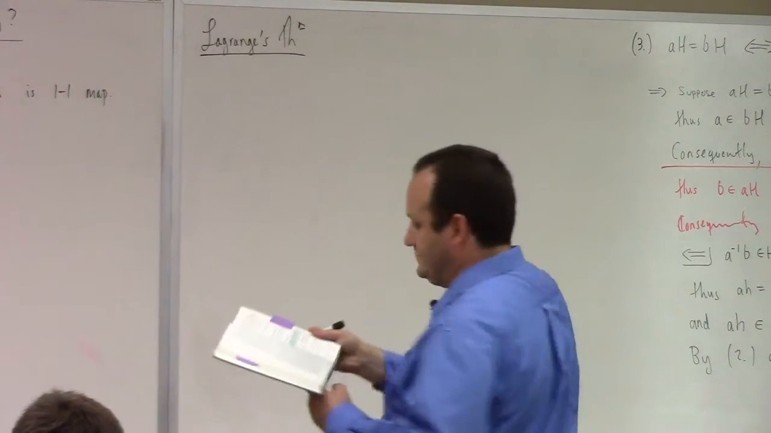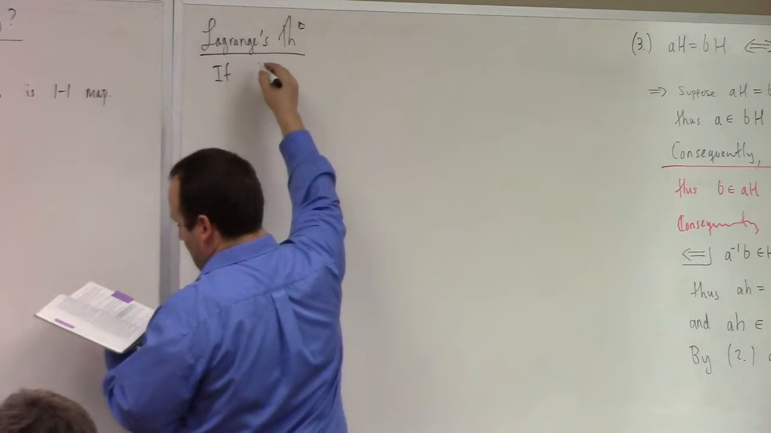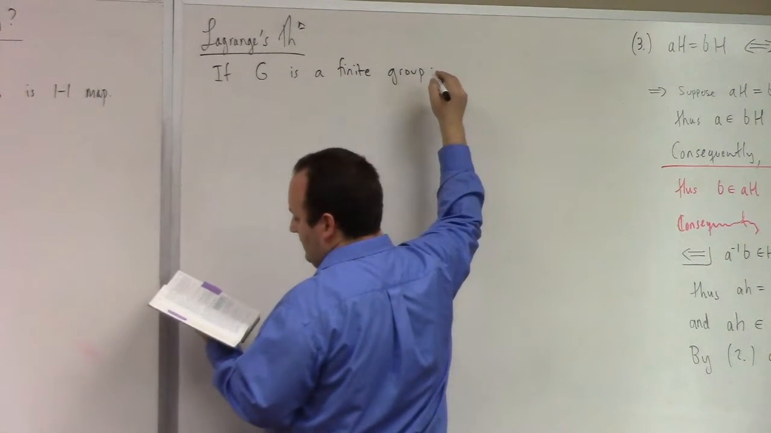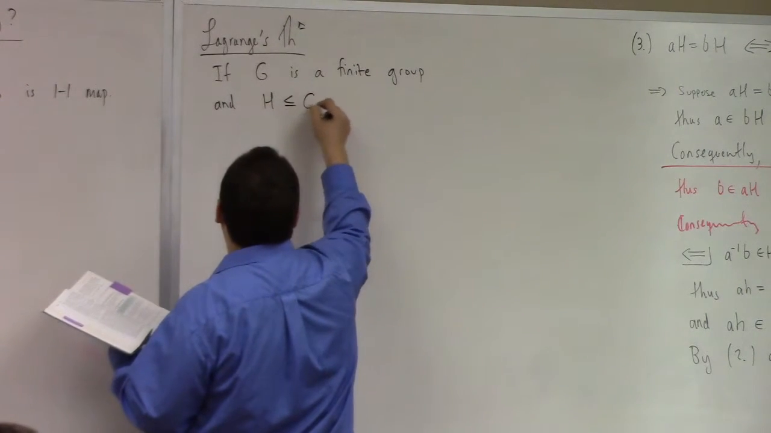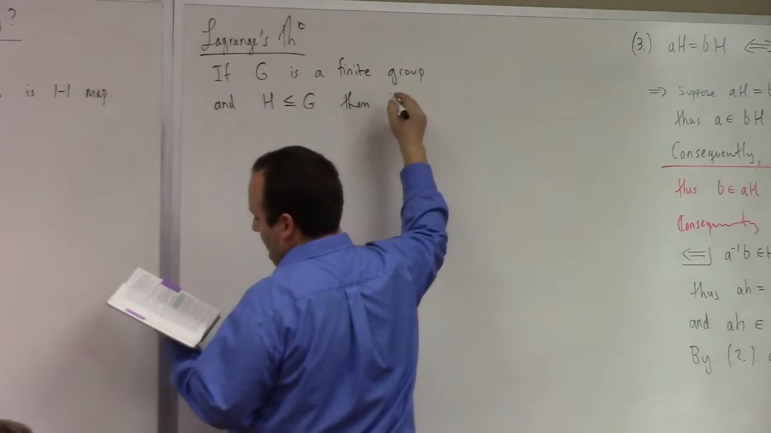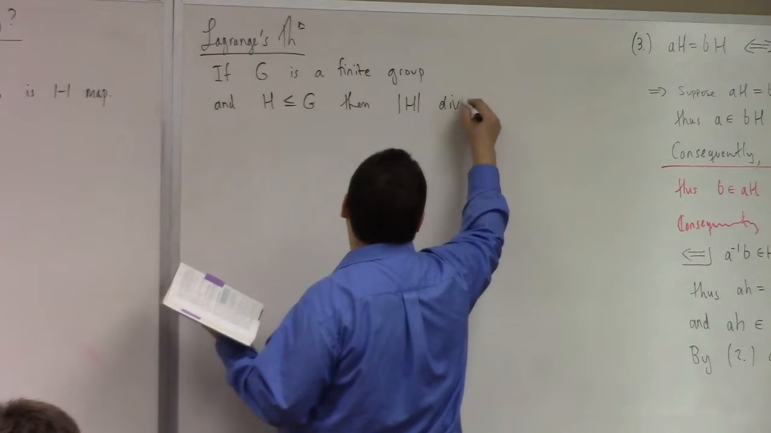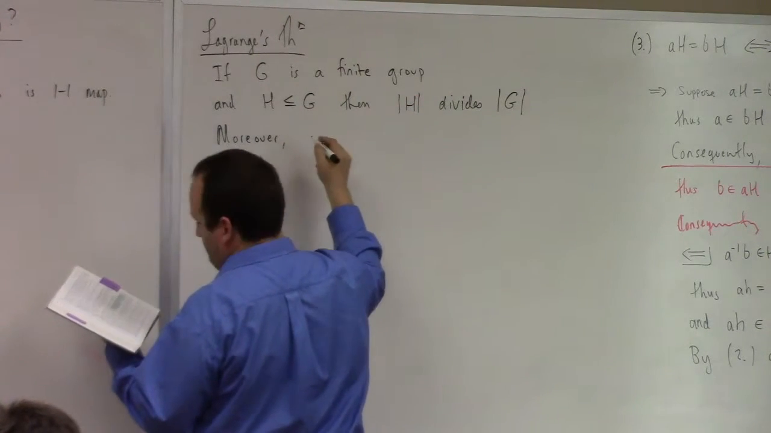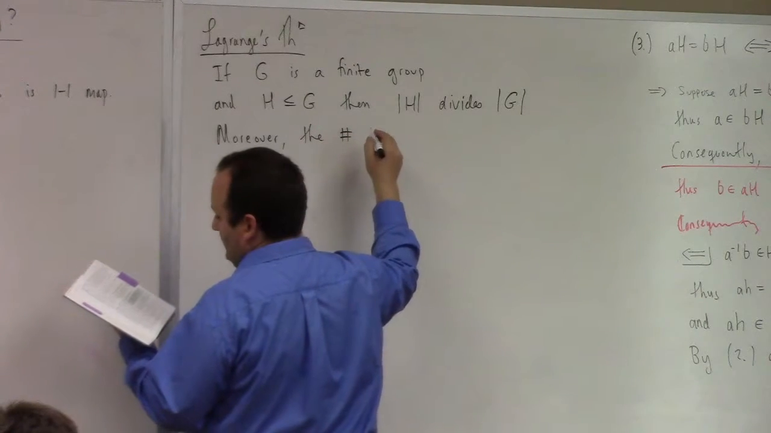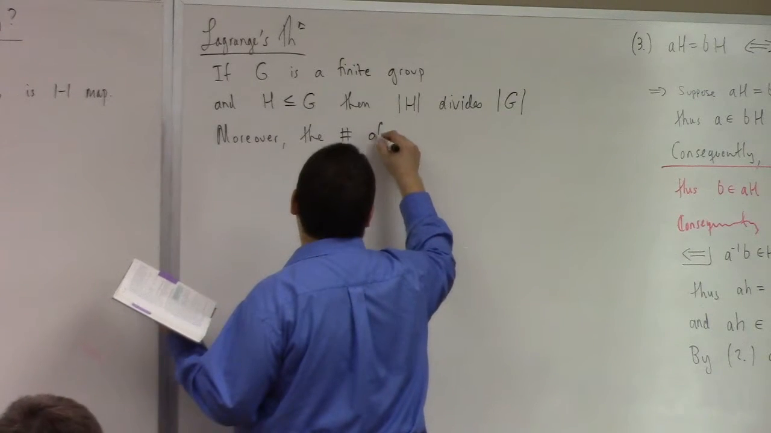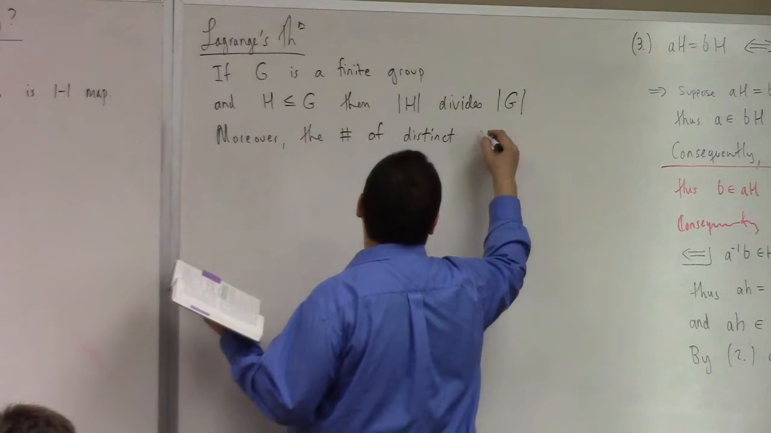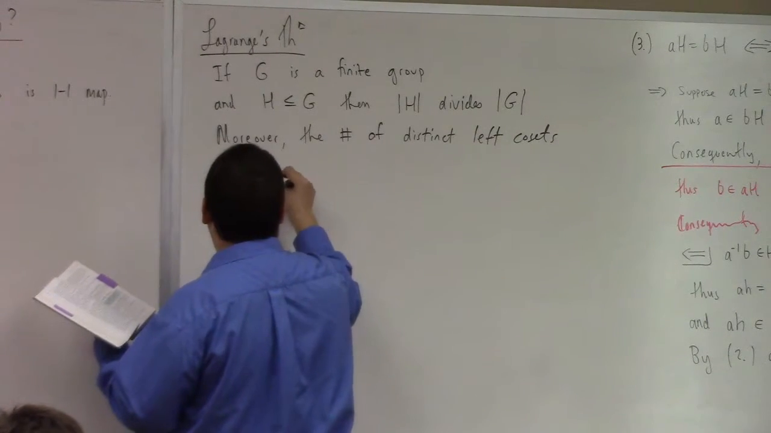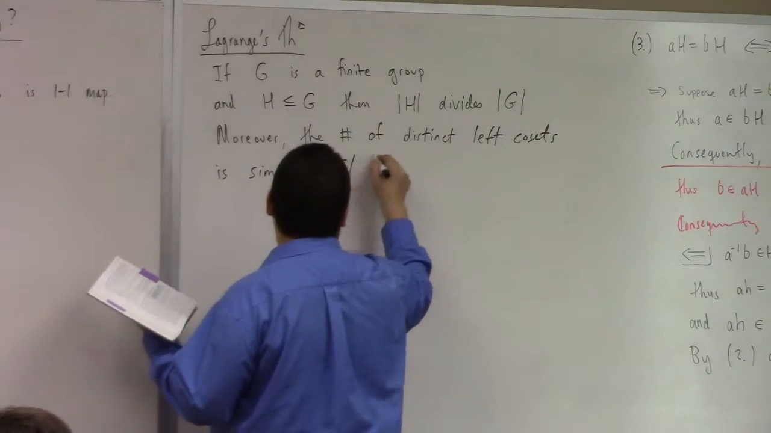And here it is. If G is a finite group and H is a subgroup of G, then the order of H divides the order of G. Moreover, the number of distinct left or right cosets, I'm just going to state it for left here, but the theorem also works for right cosets, is simply the order of G divided by the order of H.